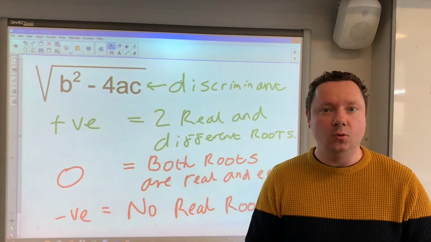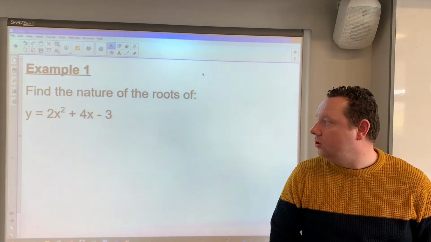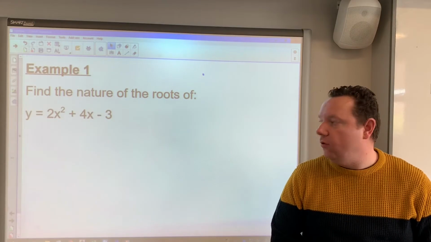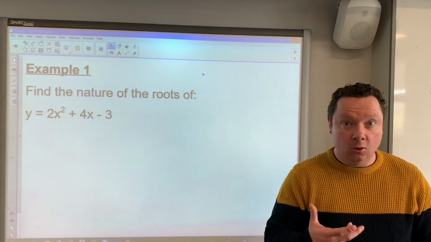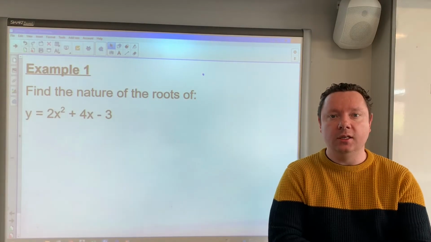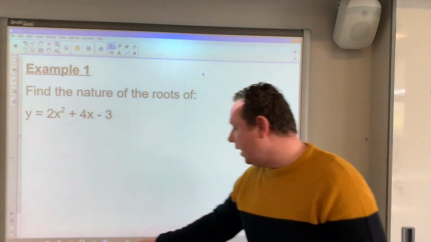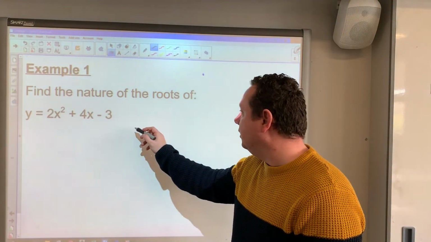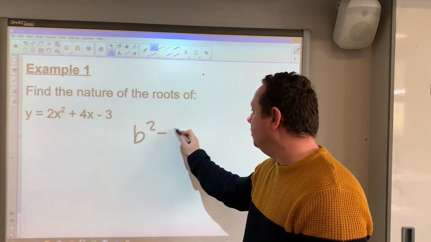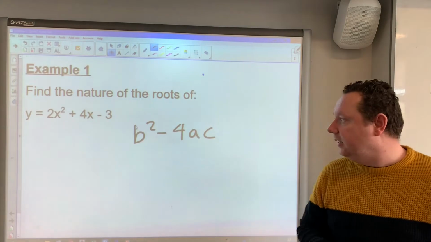Let's go into some examples. So simple example, example 1, find the nature of the roots of y equals 2x squared add 4x minus 3. So step 1 is we look for our quadratic formula. If we're doing National 5 right now, you would get that at the start of your exam paper, and we write down the bit underneath the square root sign. So your discriminant b squared minus 4ac is the bit we need, and we need to work out what our a, b and c is.